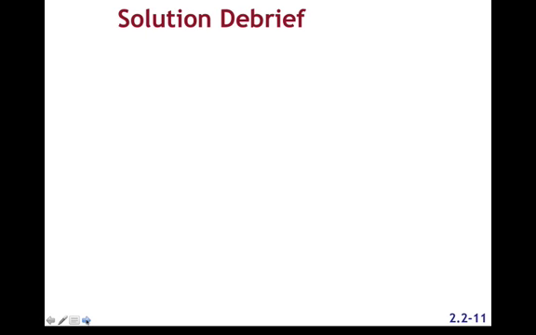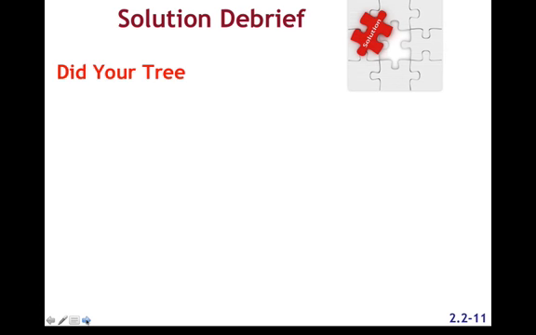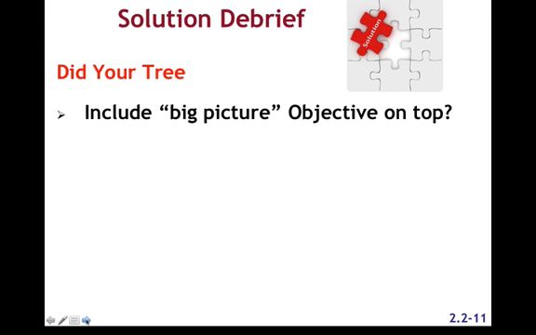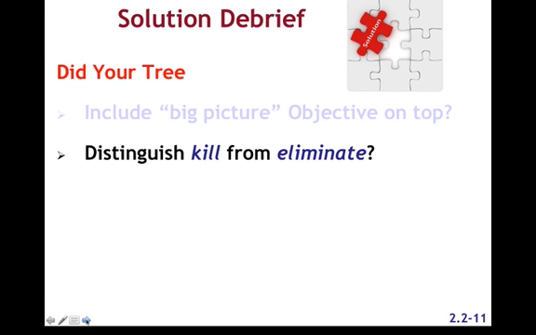So let's debrief your objectives tree. Did it include a big picture objective at the top? Something like saving the forest, protecting the economy. This is absolutely critical if you're trying to position your project, if you're trying to sell your project, if you're trying to show the benefits to the ultimate stakeholders. Did you distinguish kill from eliminate?